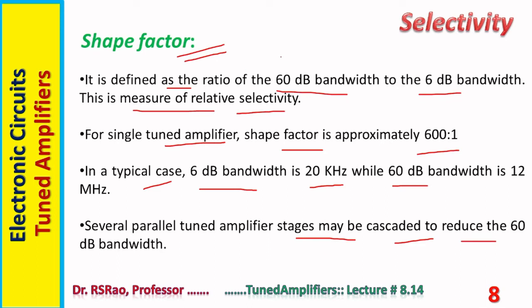What is the shape factor? It is the ratio of 60 dB bandwidth to 6 dB bandwidth. What does it mean? In the case of practical amplifiers, this is the gain characteristic. The 3 dB points may be somewhere here. 6 dB points may be somewhere here. This is lower, this is upper. The distance is 6 dB bandwidth. 60 dB points may be somewhere here. The distance between them is 60 dB bandwidth. The ratio is the shape factor.